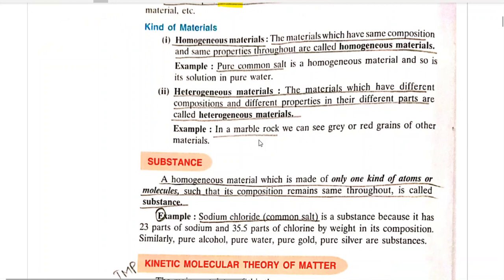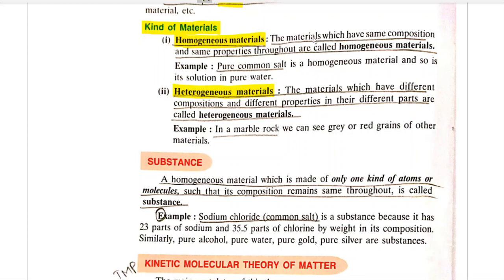Kinds of materials. Now there are two kinds of materials. Now this was not there in physics. I will also tell you what is new in this chapter, which is not repeated in physics chapter 1, matter. So the kinds of materials is new. Okay, homogeneous materials and heterogeneous materials.